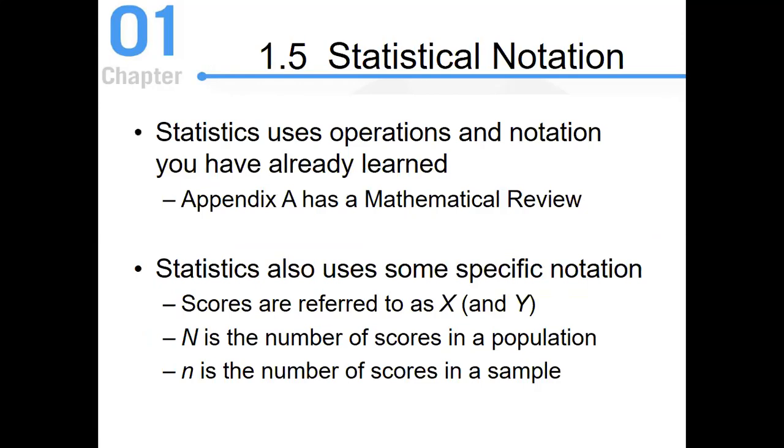There's a lot of notation that comes up in statistics. Scores are typically referred to as X and Y. X and Y are stand-ins for variables. X could be the amount of coffee you drink in ounces, and Y could be your stress levels, as measured by a survey. When you see the capital letter N, that's the number of scores in a population. Small n is the number of scores in a sample.